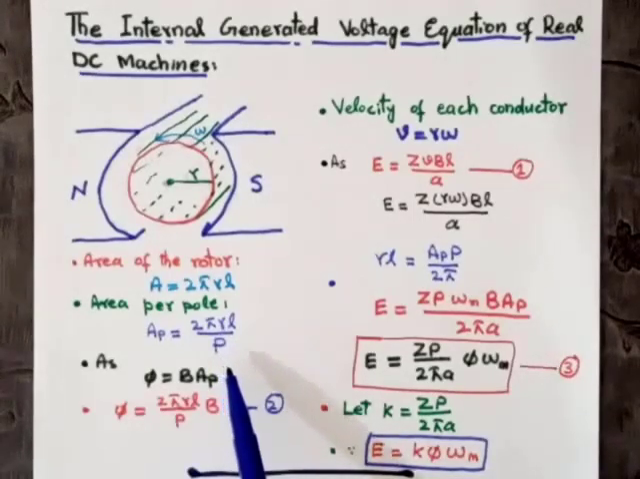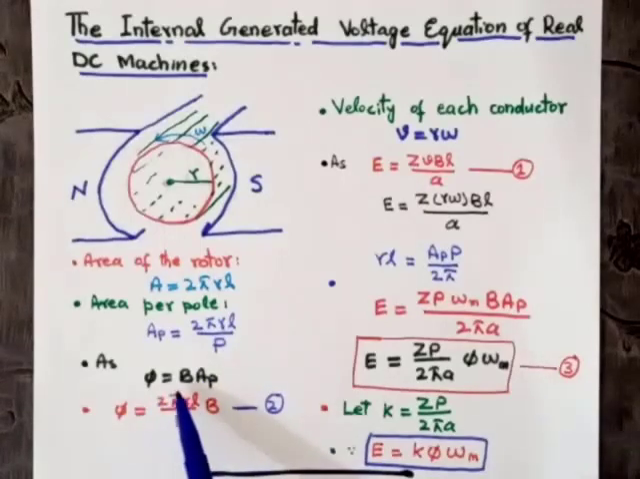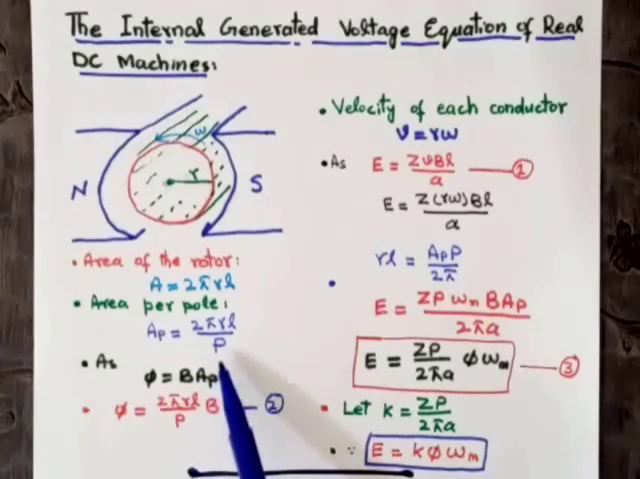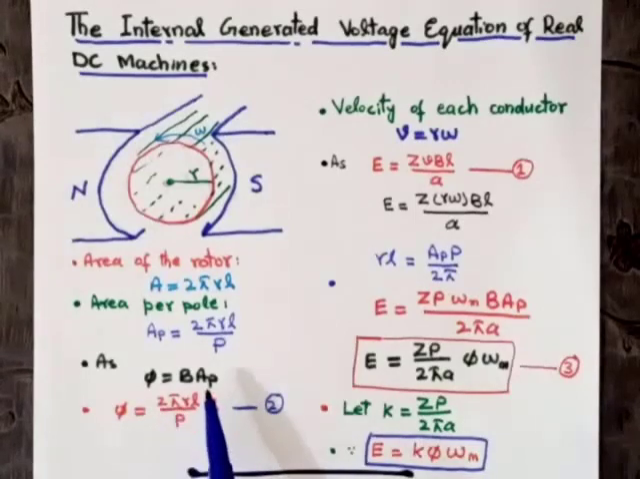As we know, flux is equal to B into A. Putting the value of A in this equation, where the value of A is 2 pi RL over P, we get flux is equal to 2 pi RL over P into B. This is the equation of the flux.